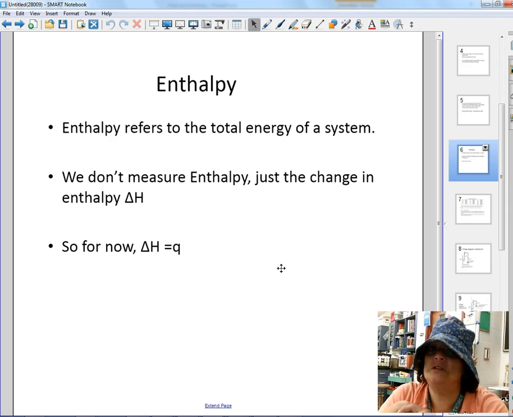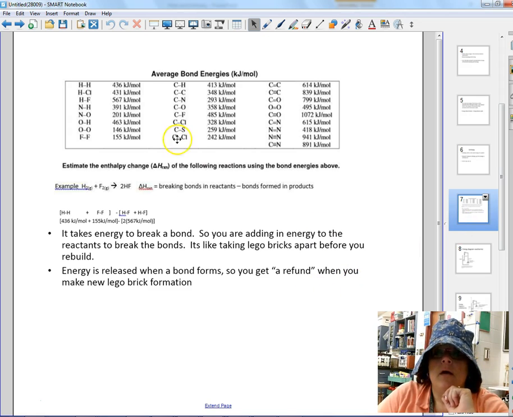why? Same reason heat is represented by a Q. But for now, the change in enthalpy is going to be equal to Q. And we'll use the MCAT, mass times specific heat times temperature change, to calculate some of our enthalpies. Instead of calling it heat energy, we'll be calling it enthalpy. Same thing, though, basically. Here is a table with some average bond energies.